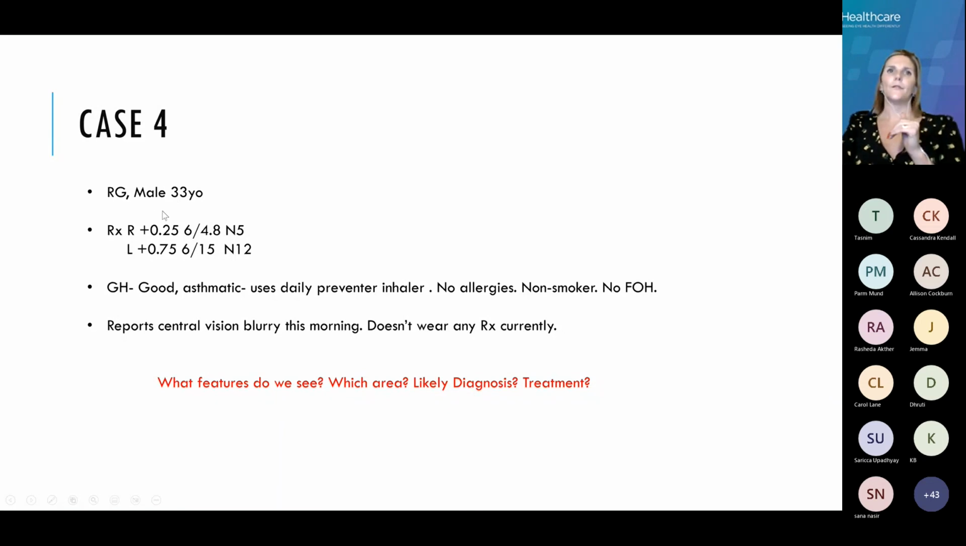So, male who's 33, general health good, asthmatic. I'm sure you're all shouting out, even before I put up the image, I bet you can pick this one. General health good, asthmatic, uses a daily preventer inhaler, no allergies, non-smoker, and no familial ocular health history. Now, well done. There we go. Already got it. Reports central vision blurry this morning and doesn't wear any prescription.